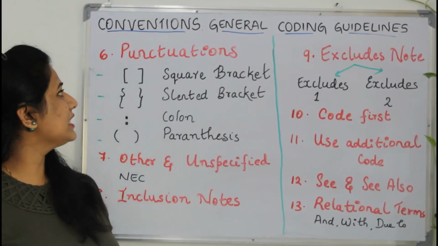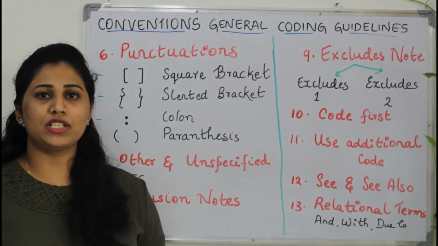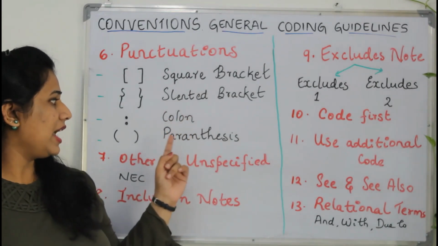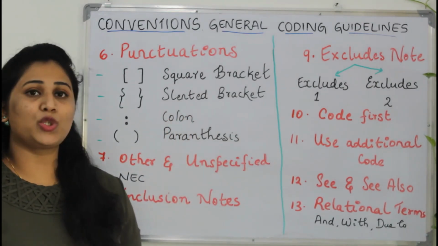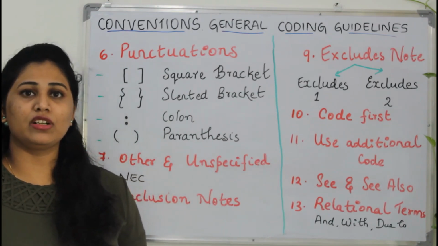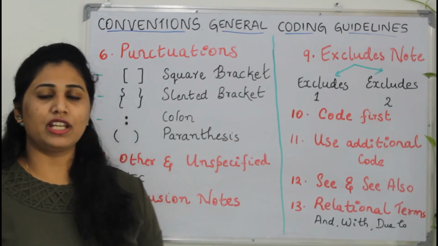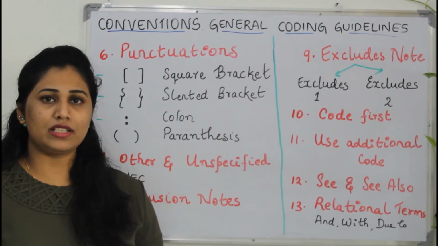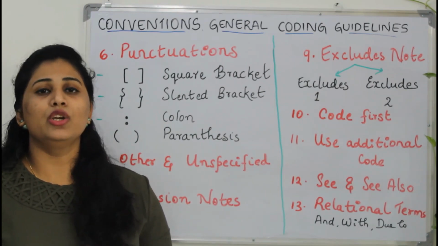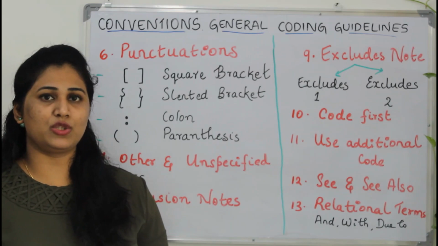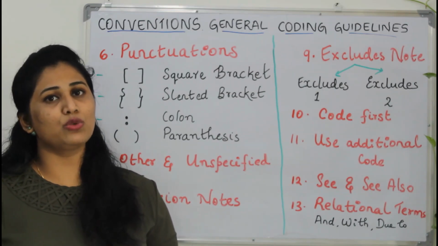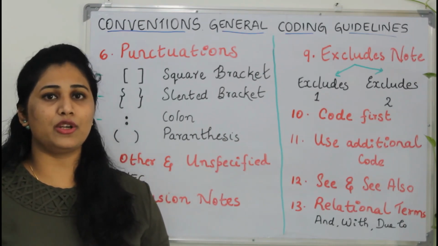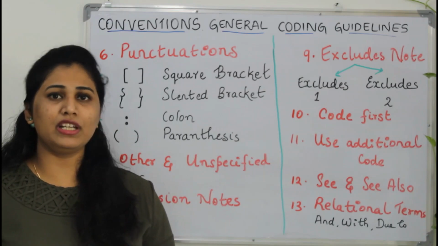So the sixth point is punctuations. In punctuations, there are 3 to 4 points: square brackets, slanted brackets, colon and parenthesis. Square brackets are nothing but the synonyms they are giving. In the square bracket, they may be giving us some synonyms so that we can easily understand what the condition can be. Whenever something is given in a square bracket, you should check whether it suits the particular diagnosis which is given to our condition. According to our scenario, if it is matching, then we can take it from the square bracket.